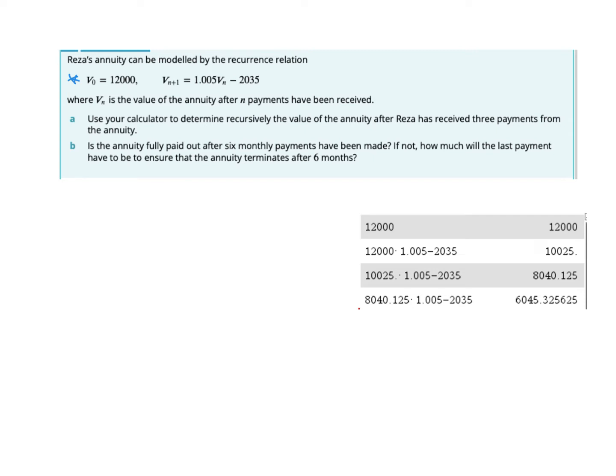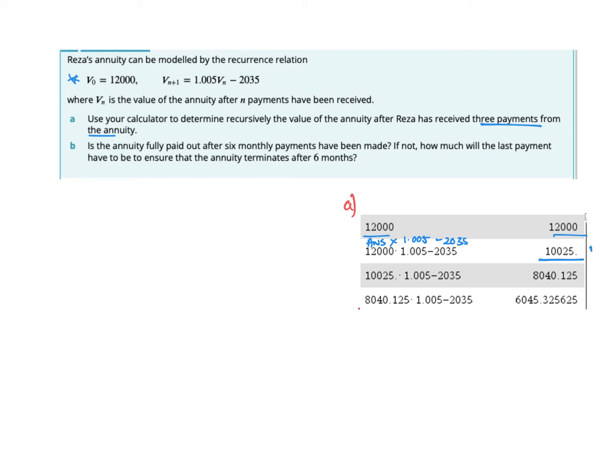And it says where VN is the value of the annuity after N payments received. It says use your calculator to determine recursively the value of the annuity after Reza has received 3 payments from the annuity. So down here, I've started us off, this is A. So into our calculator, we type the 12,000, press enter. And then when you get to this next line, when you press times, it's going to say answer, and then you'll say times the 1.005 and minus 2035. And when you do that, we'll see this first answer come up here.